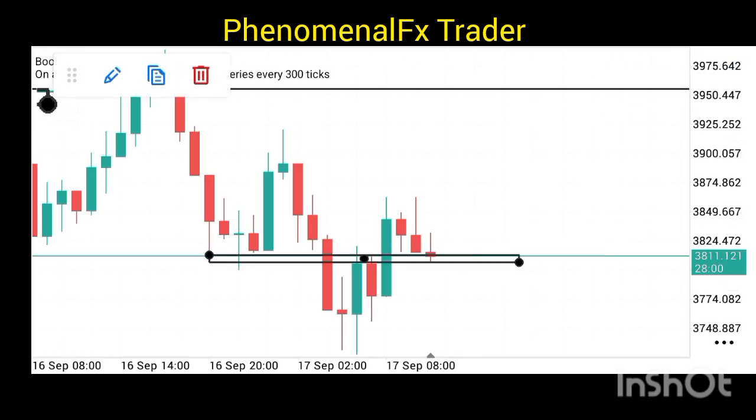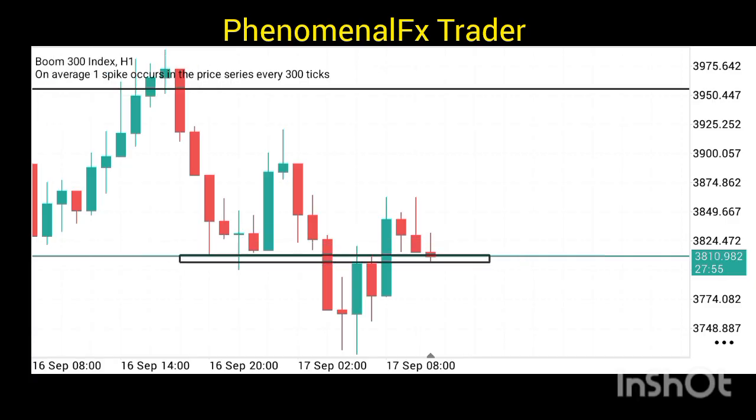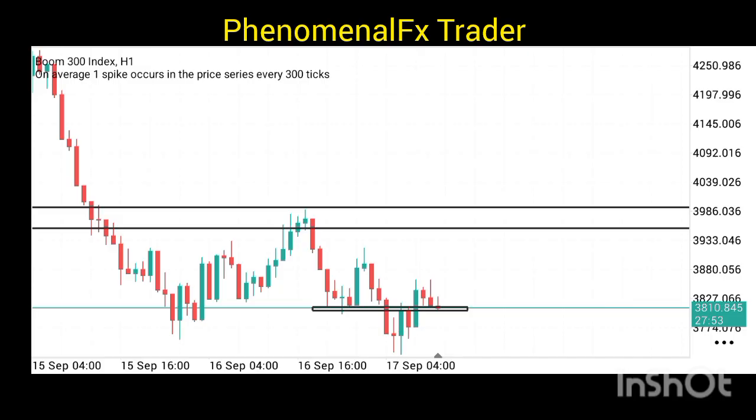If you don't like to trade the spikes, you can still wait. But right now, this is an opportunity to trade spikes. You can see the breakout and the retest that is happening there.